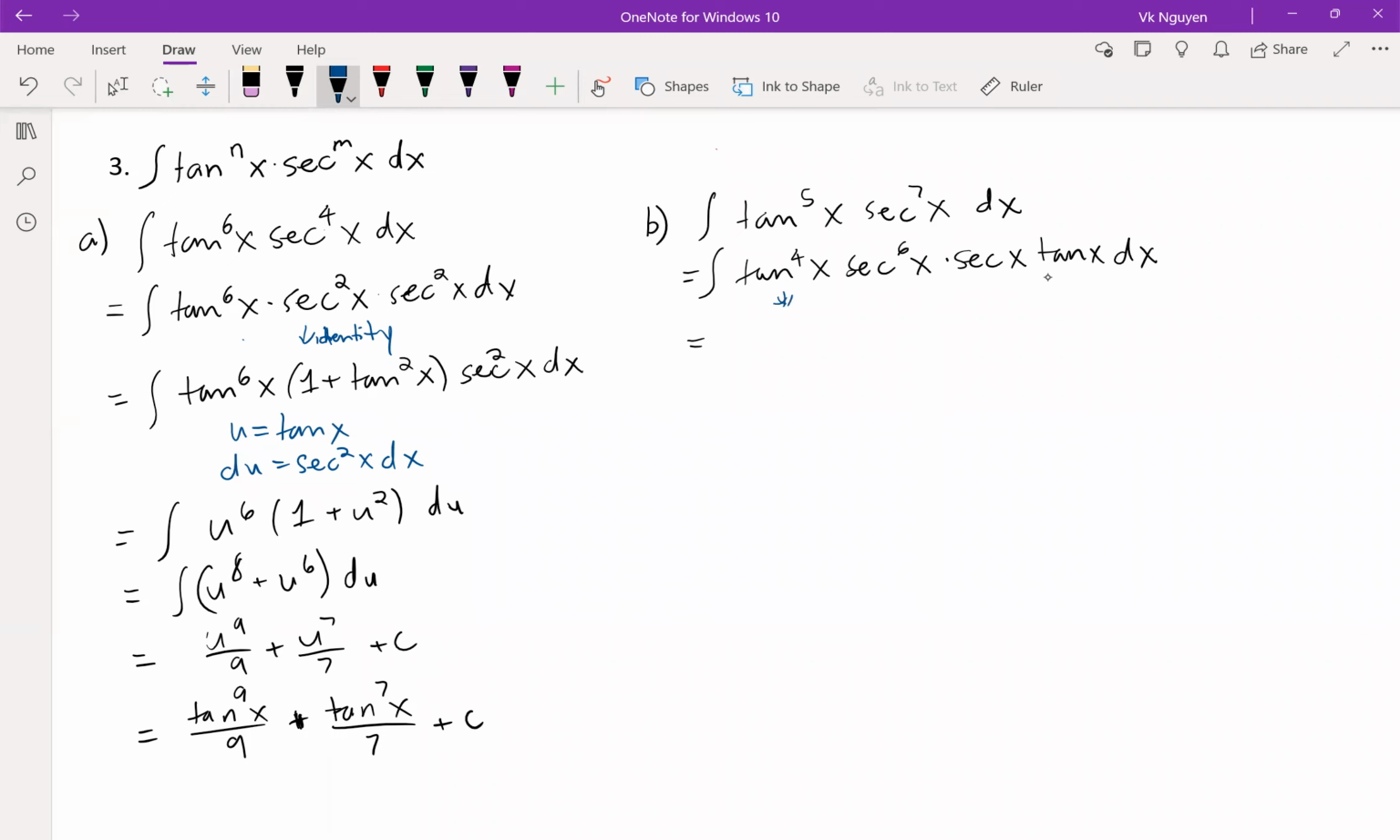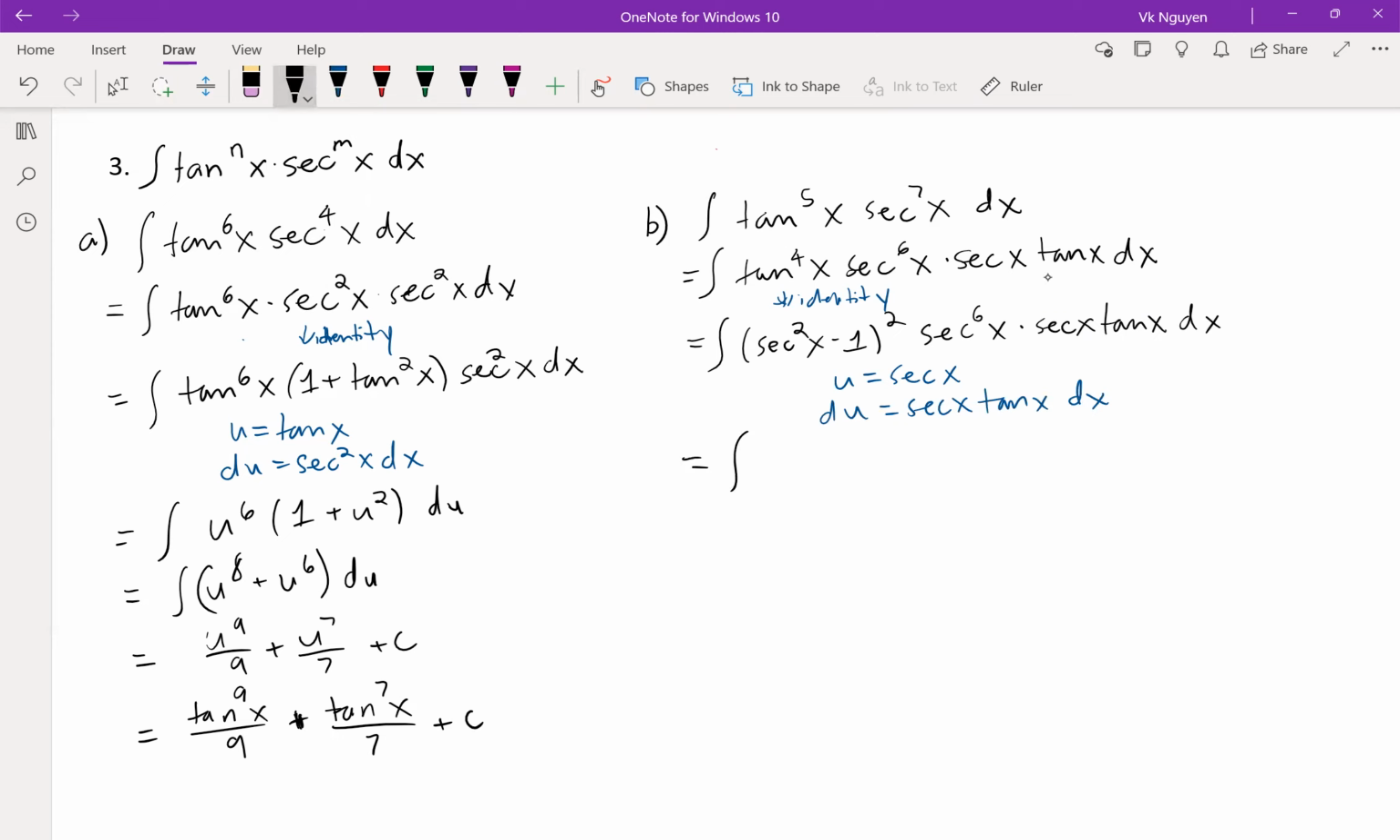So the identity for tangent square is secant square minus 1, so we have integral secant square x minus 1 to the power 2 secant x to the 6 times secant x tangent x dx. Well, here u is secant x and du is secant x tangent x dx.